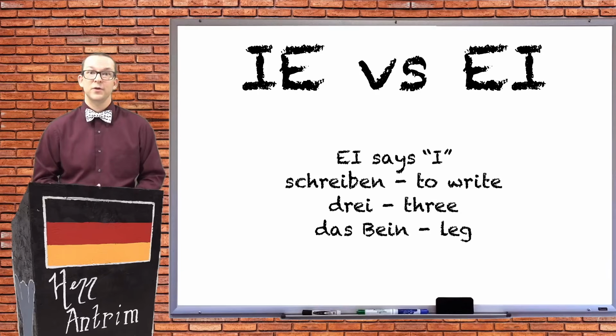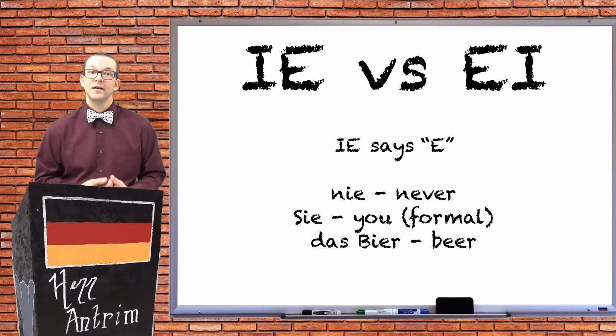The same sound that you get when combining A and I can also be created with a combination of E and I. If you're an English speaker, the two possible combinations of E and I are incredibly confusing because they're generally pronounced the exact opposite way as they are in English. If the I is second, say I. If the E is second, say E. For example, EI would be schreiben, drei, and Bein. IE would include nie, sie, and Bier.